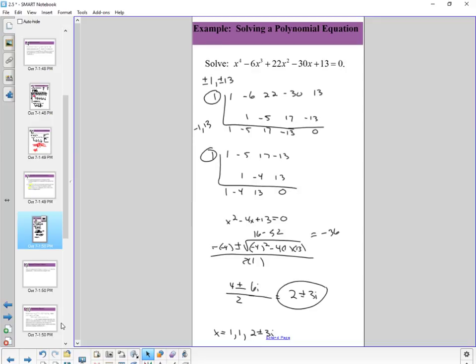Should check my notes. Oh yeah, there it is. Roots: 1, 1, 2 plus or minus 3i. Are we good there? Yeah, once you get to that quadratic level, don't waste your time doing synthetic division. Do factoring or go quadratic.